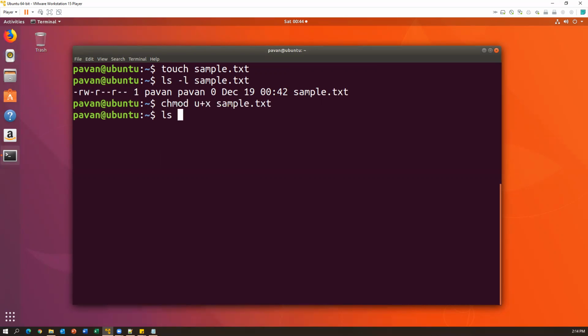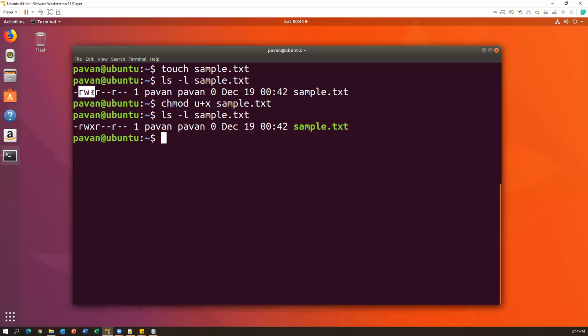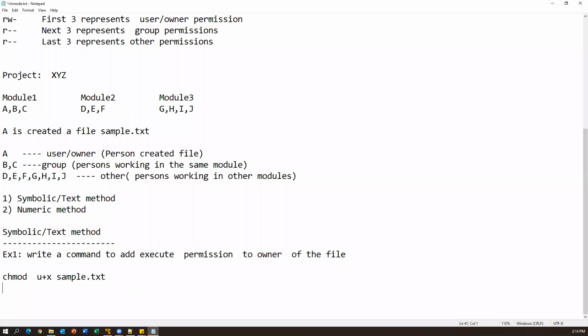Now we can just ls -l sample.txt. Now we can just look at here. These are the permissions. So previously we have only read and write permission to the owners, but this time read, write and execute permissions also there for the owners. Okay, first hyphen representing the file. Now we can just look at here, read, write and execute permission is also there for the owners. So this is how we can add this command. Now we'll see one more example.